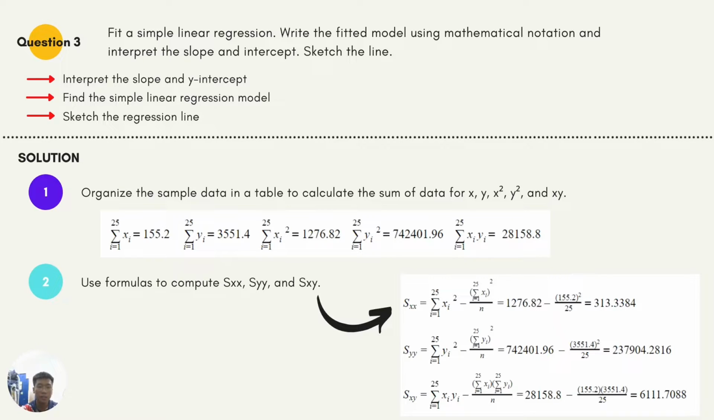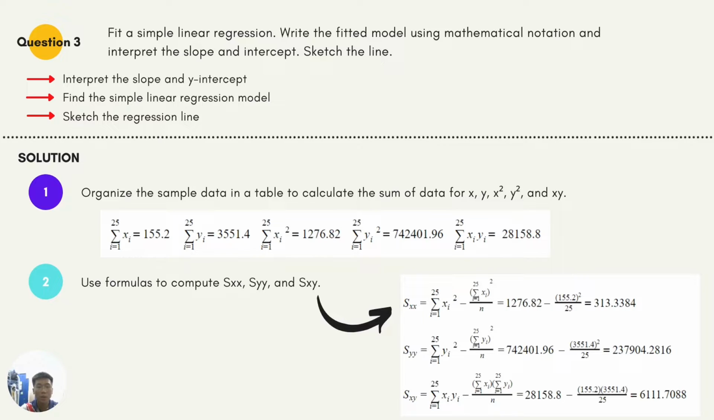The question says: with a simple linear regression, write the fitted model using mathematical notation and interpret the slope and intercept, and sketch the line. First of all, we interpret it to know what solutions we need to find. From the problem, we understand that we need to interpret the slope and y-intercept, find the simple linear regression model, and sketch the regression line. In this question, we will find the regression line by using the least squares method.